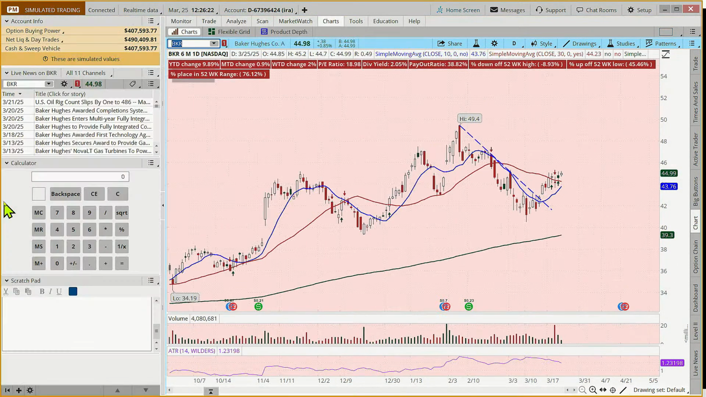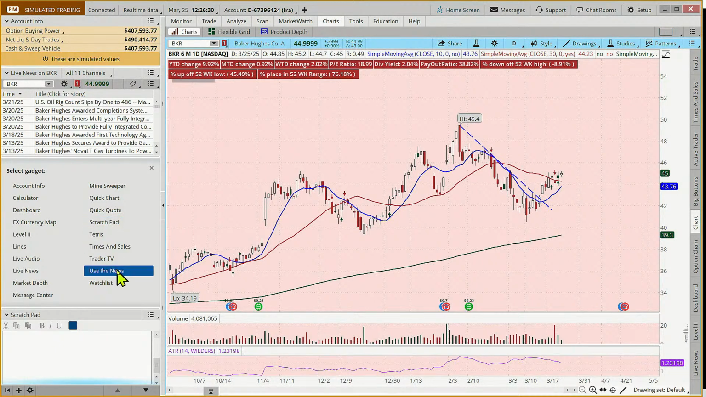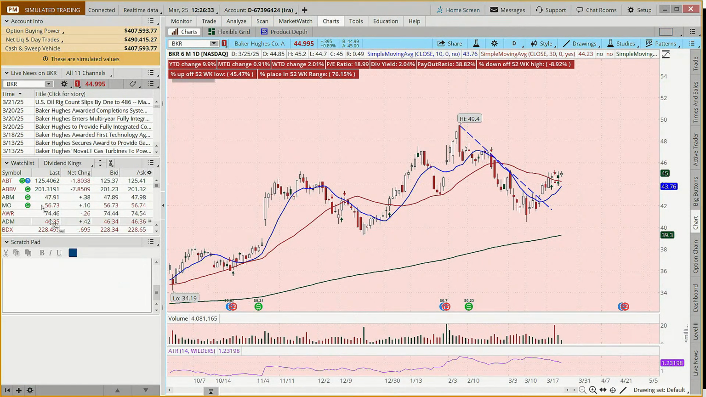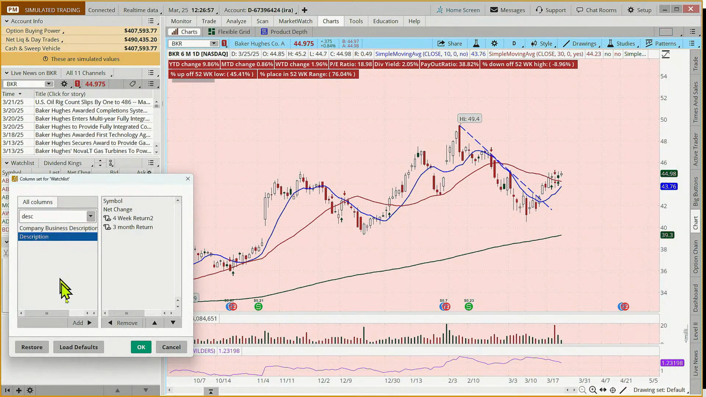So if we come and we look at, and let me just switch this to a watch list. Okay. And then, if I'm going to do this quickly, we're going to add a 4-week return and a 3-month return. And then I'm going to get rid of these because I don't really care about these. And I don't care about the last price either, but I don't know what the symbols mean. So I'm going to add a description. And we're going to move this up.